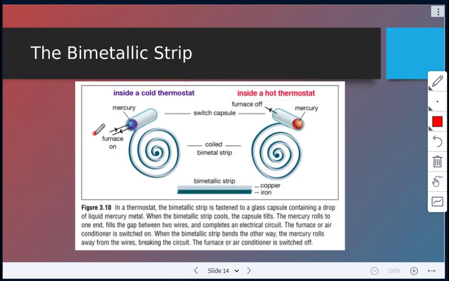When the bimetallic strip bends the other way, the mercury will roll away from the wires. It'll break the circuit, and therefore the furnace or the air conditioner will be switched off. All right. So in this case, the bimetallic strip was made of copper and iron.